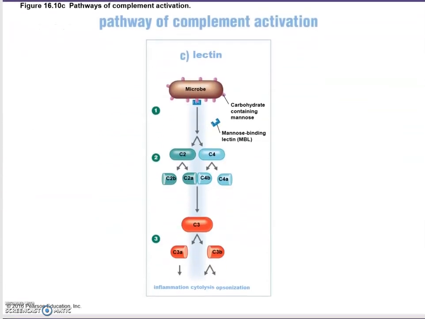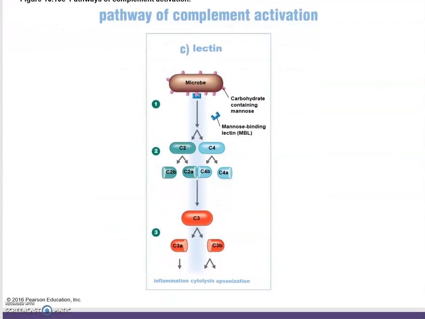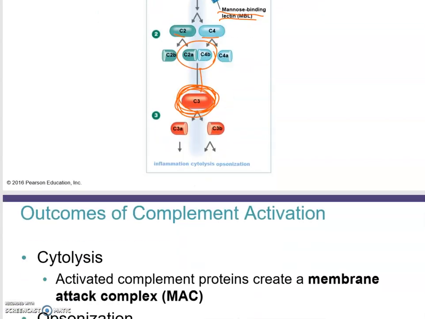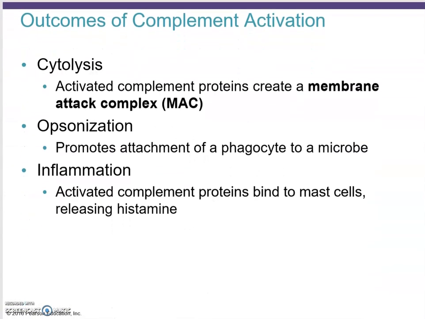Okay, so here's the image that goes with the lectin pathway. Basically another alternative: you need this mannose binding lectin, and that will activate C2 and C4, splitting into their subcomponents C2A and C4B. They will activate C3, and that is what needs to be activated in order to get the effects of the complement system. So outcomes of complement activation: you will get cytolysis, opsonization, and inflammation, all three of these.